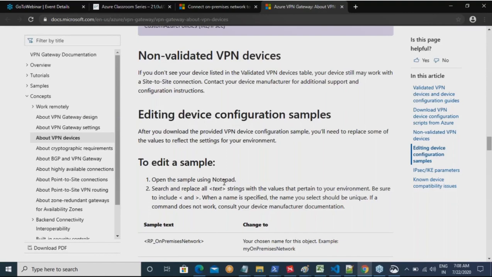If your company is using BGP, then BGP also can be set up over this site-to-site VPN. But if you don't know BGP, leave it at that. I'll not get into that stuff.